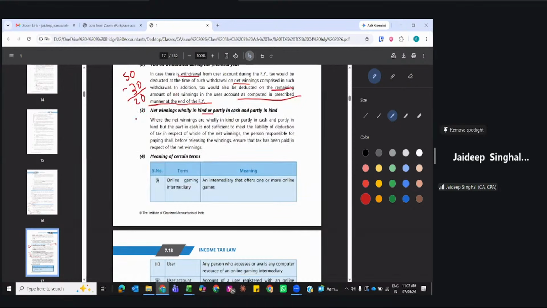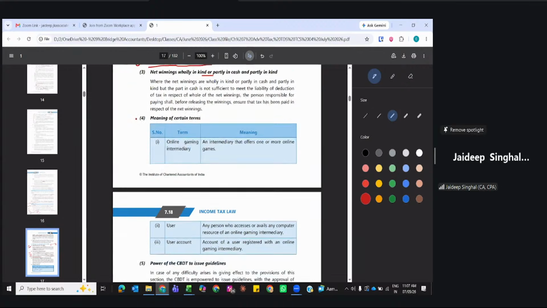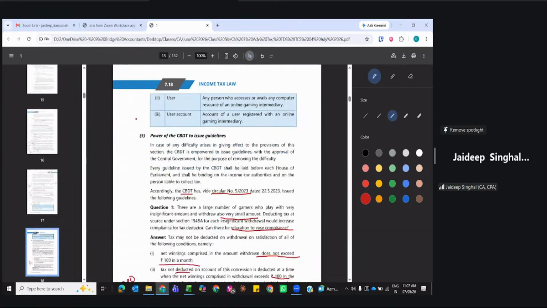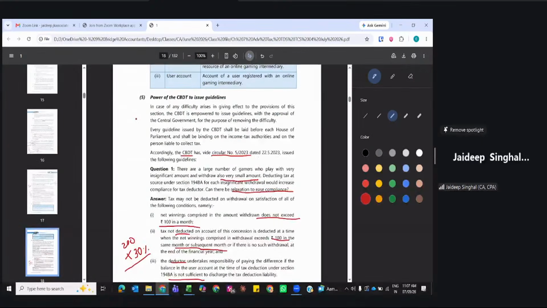Now, if there is a winning in kind, then the agency which is giving the gift, the payer, needs to ensure that TDS is deposited. Either you collect from the winner and then pay, or the winner pays the challan and gives you the proof. Power of CBDT to issue guidelines. They can issue the guidelines. They have issued the guidelines.